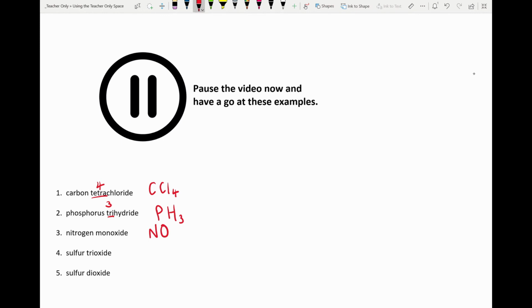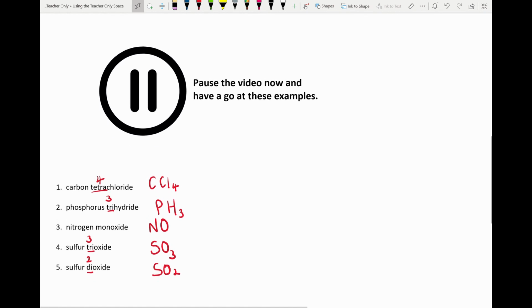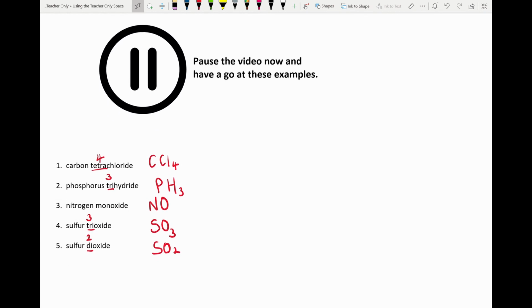Sulfur trioxide is SO3, with the tri being 3. The alternative to trioxide is dioxide, and in this case SO2 would be the chemical formula for sulfur dioxide. So that's just a quick run through of how to do chemical formulae using prefixes.